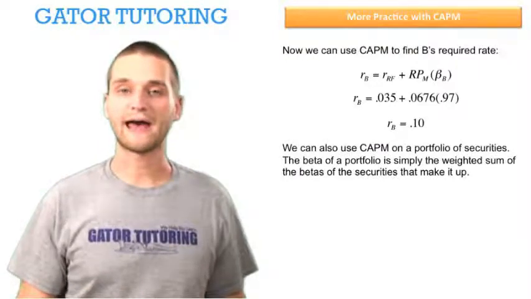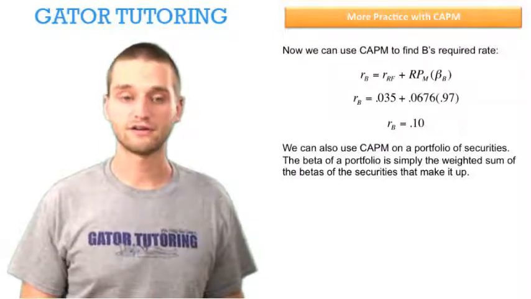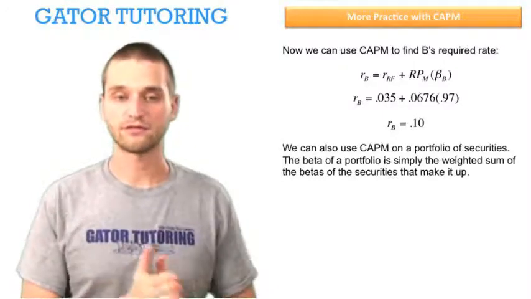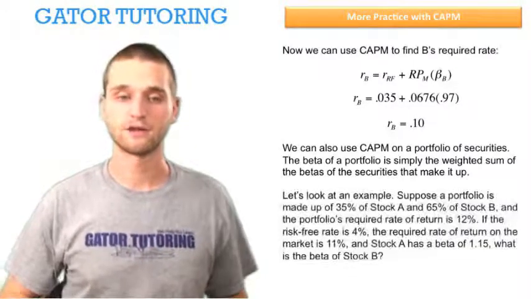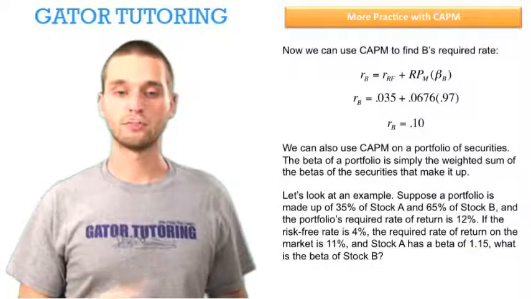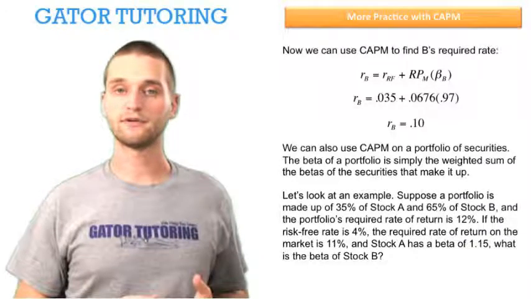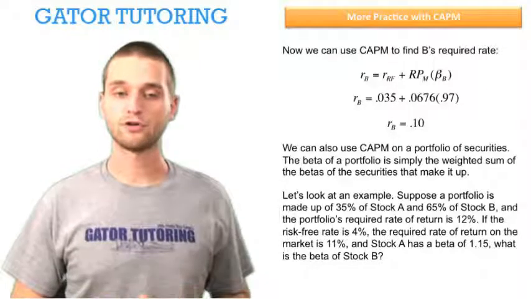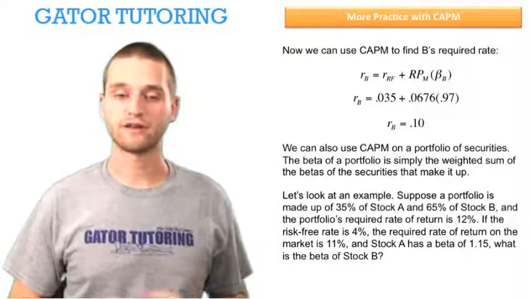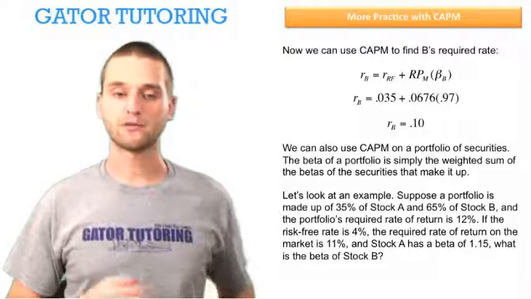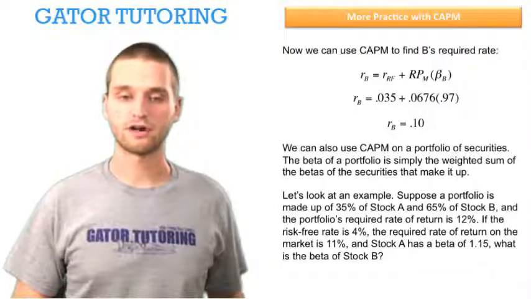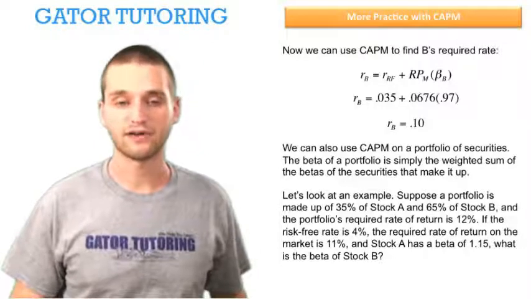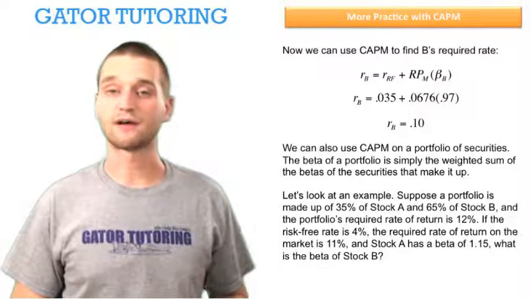We can also use CAPM on a portfolio of securities. The beta of a portfolio is simply the weighted sum of the betas of the securities that make it up. Let's look at an example. Suppose a portfolio is made up of 35% of stock A and 65% of stock B, and the portfolio's required rate of return is 12%. If the risk-free rate is 4%, the required rate of return on the market is 11%, and stock A has a beta of 1.15, what is the beta of stock B?